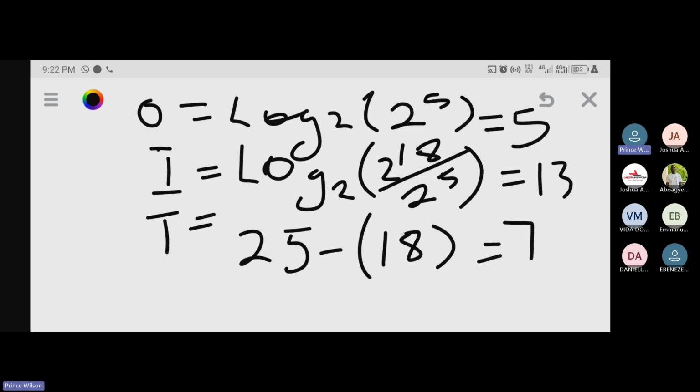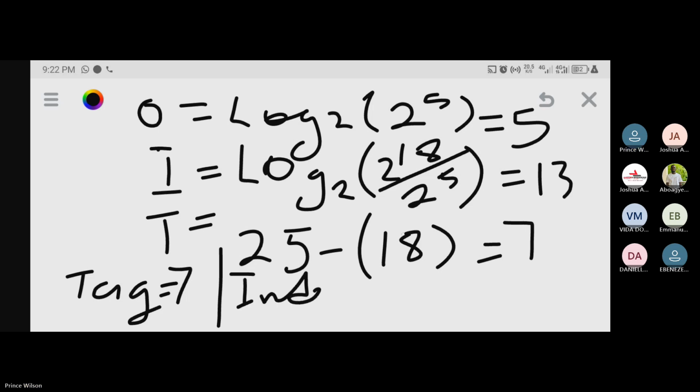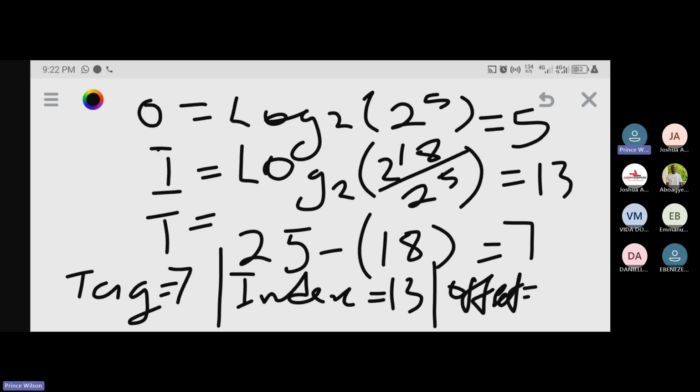So then we will write it as our tag. That's the most significant bits always. Sometimes you'll be asked to represent it in bits too. I believe you know how to do that already. We start with the tag here, that is going to take 7. Then we have our line index, and that's going to take 13. And then finally, we have our offset, and that's going to take 5.